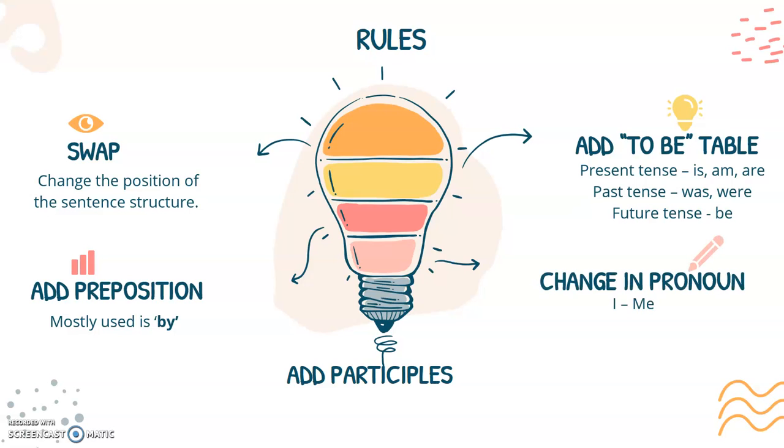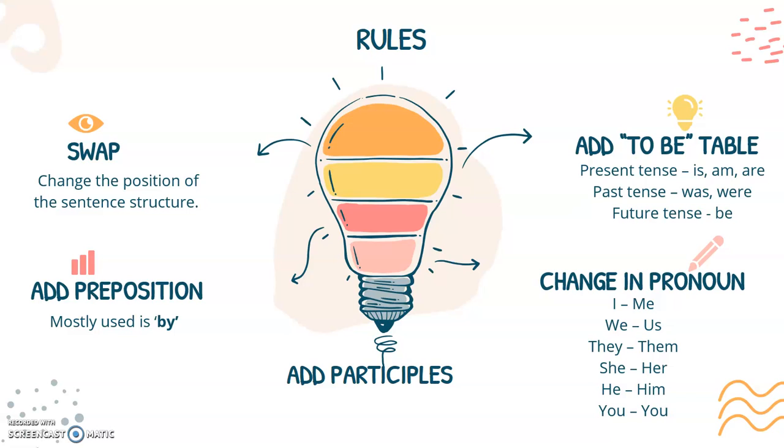Next is change in pronoun. So these are the different sets of pronouns you can see. If you have an active voice, if I is used, then I changes to me in passive voice. If we is there in active voice, it changes to us in passive voice. If they is there in active voice, then it changes to them in passive voice. If she is there in active voice, then it changes to her. If he is there in active voice, him will be there in passive voice.